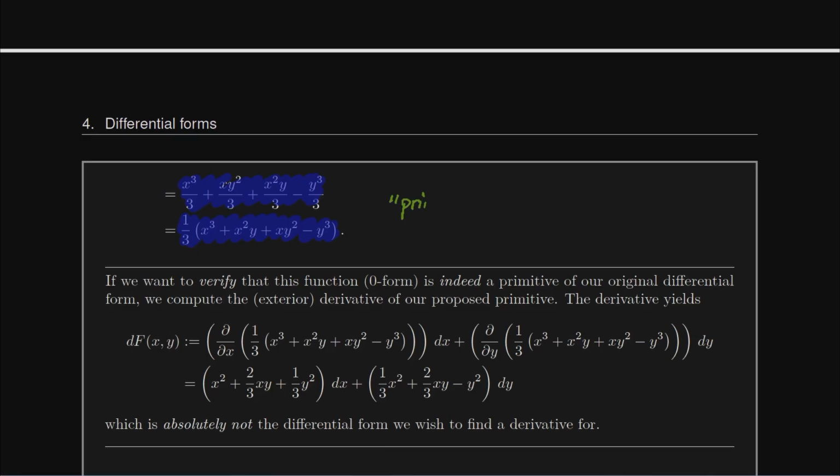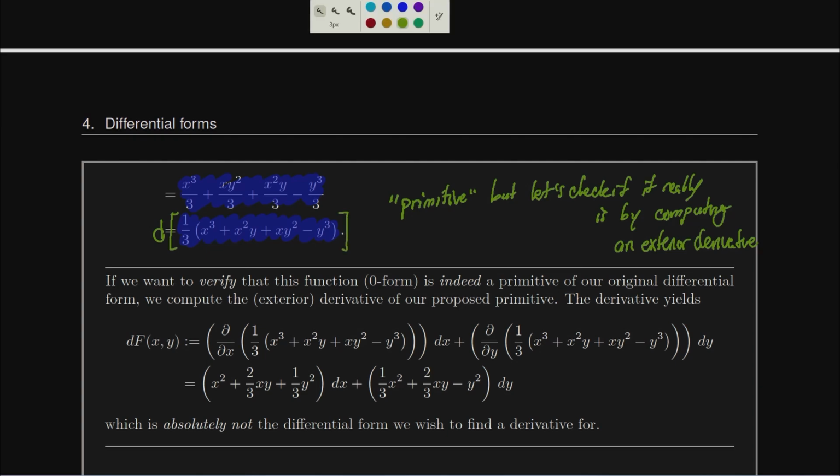This is a quote-unquote primitive, but let's check if it really is, by computing an exterior derivative. So if we compute an exterior derivative here, well, it's going to distribute to x cubed, x squared y, xy squared, y cubed. Exterior derivative of 1/3 x cubed is going to give me x squared. And then I'm going to have a product rule on the x squared y term. I'm going to have another product rule on the xy squared term. And then the exterior derivative on negative 1/3 y cubed will give me negative y squared.